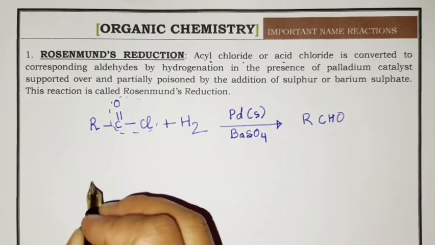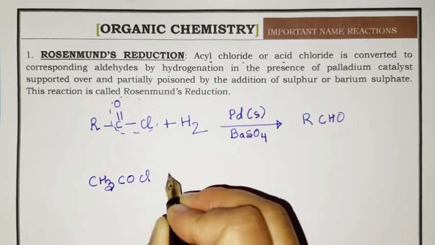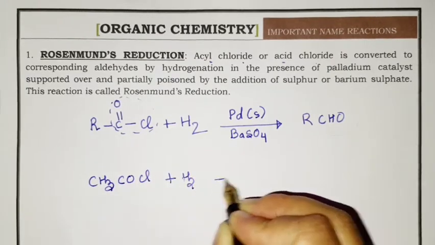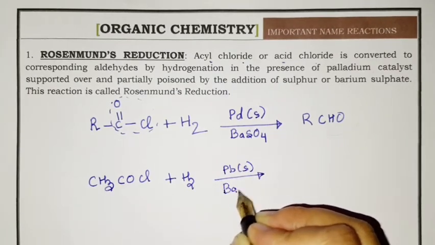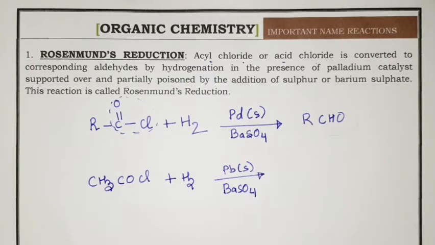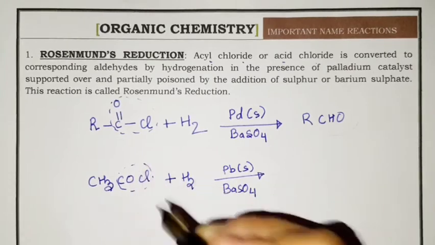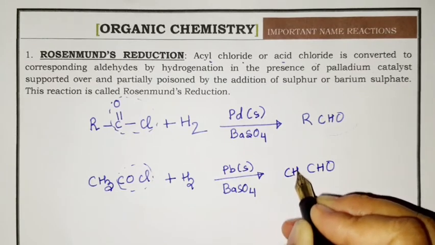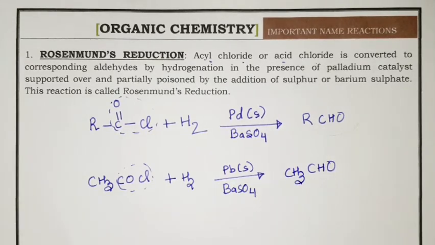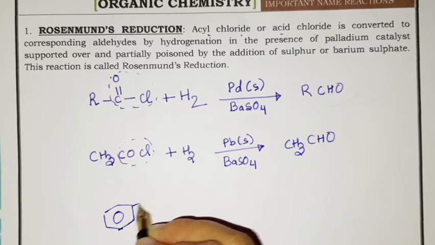For example, if we have CH3COCl and we do the hydrogenation using palladium as catalyst, so see, your reagent is very important, and barium sulfate as poison, only the COCl group will convert to CHO, the rest will remain as it is. Just a CH3, COCl will get converted to CH3CHO.